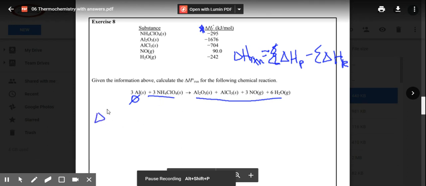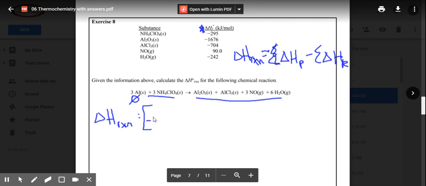So starting with delta H of the reaction, I'm just going to plug in those energies. Remember, if I have more than 1 mole, then I have to multiply that number. So I'm going to put this all in big brackets. We'll start with aluminum oxide. There's 1 of those, so it's 1 times negative 1676. It's the summation, so that means I'm going to add all these together. 1 times aluminum chloride, which is negative 704.